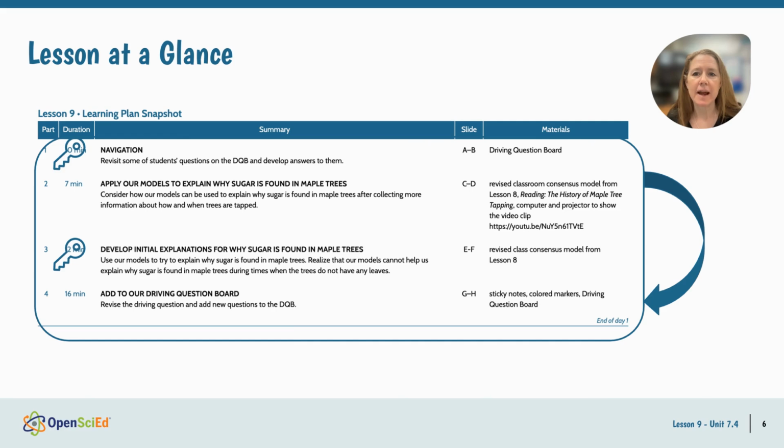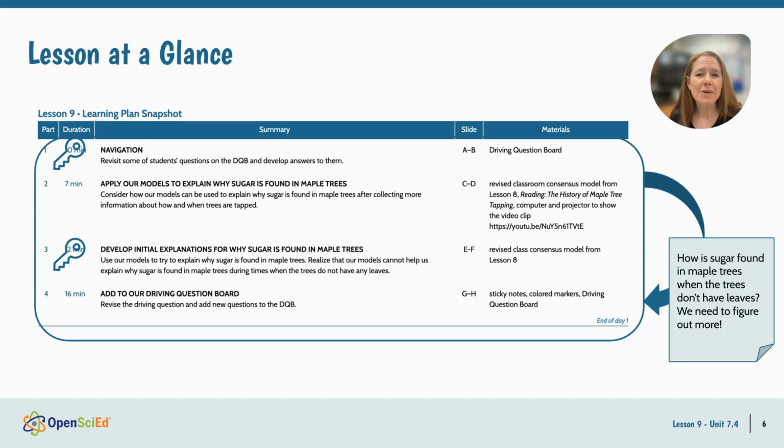Here's our learning plan snapshot. We start this lesson by going back to our DQB and developing answers to those questions we feel we can answer. Then students read about the history of maple tree tapping before considering how our models can be used to explain why sugar is found in maple trees. But we recognize our models don't explain how sugar is found in the trees during times when they don't have leaves. So we have more questions and more to figure out.